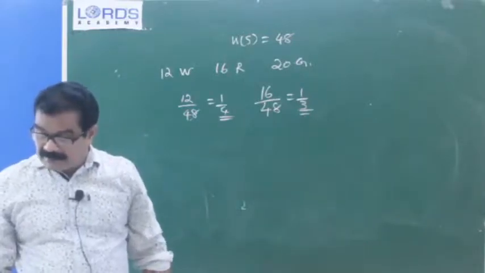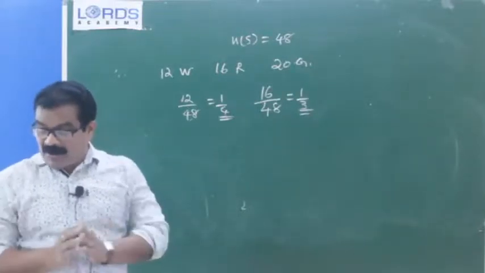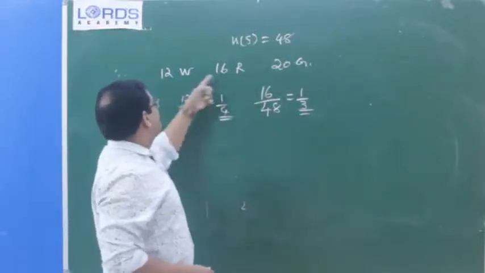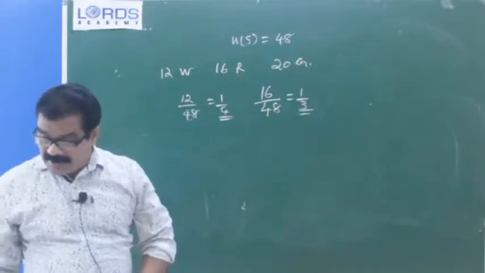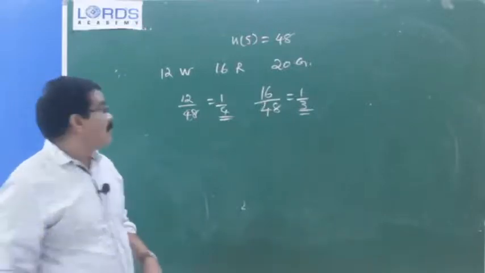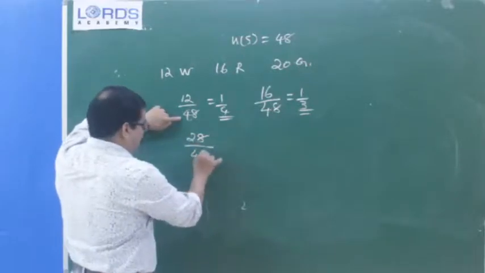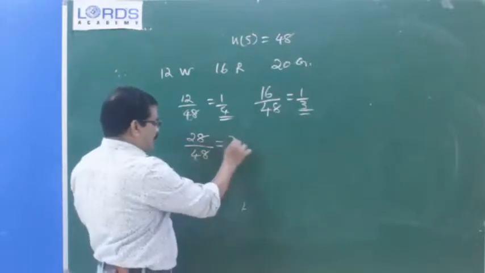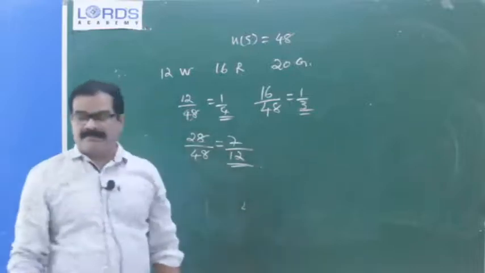Then what about this? Not green. What is the probability of getting not green? So, just avoid that green. Then what will this be? Add 12 plus 16. Then how much will you get? Tell me the answer. 28 by 48. That is the probability of the event. That is equal to, dividing by 4, 7 by 12. You will get the answer 7 by 12.